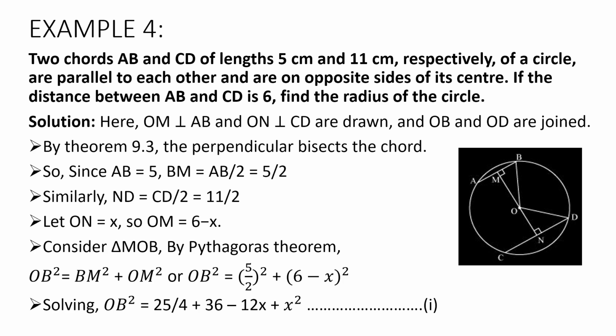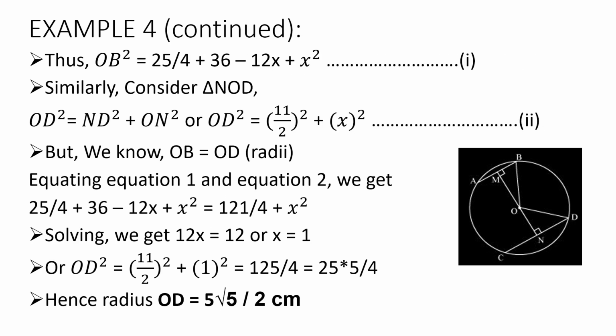Now consider the triangle MOB. By Pythagoras theorem, OB square is equal to BM square plus OM square. Putting the values, OB square is equal to (5 by 2) square plus (6 minus x) whole square. Solving this, we get the first equation, which is OB square is equal to 25 by 4 plus 36 minus 12x plus x square. Similarly, consider triangle NOD. Again applying Pythagoras theorem, OD square is equal to ND square plus ON square. Putting the values, OD square is equal to (11 by 2) whole square plus x square.